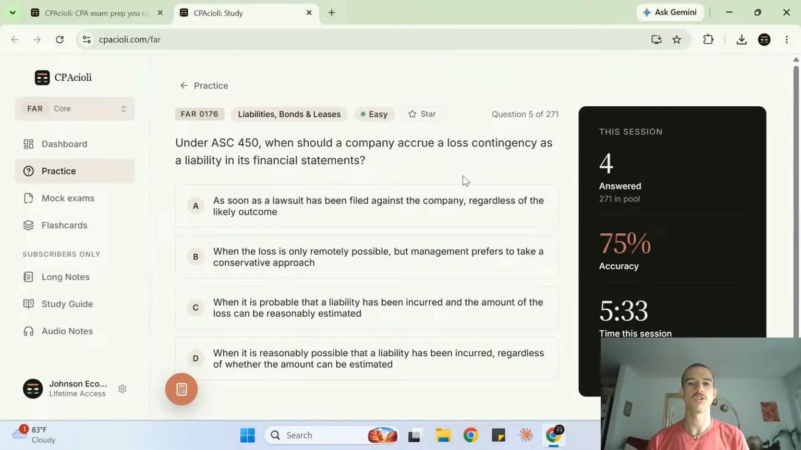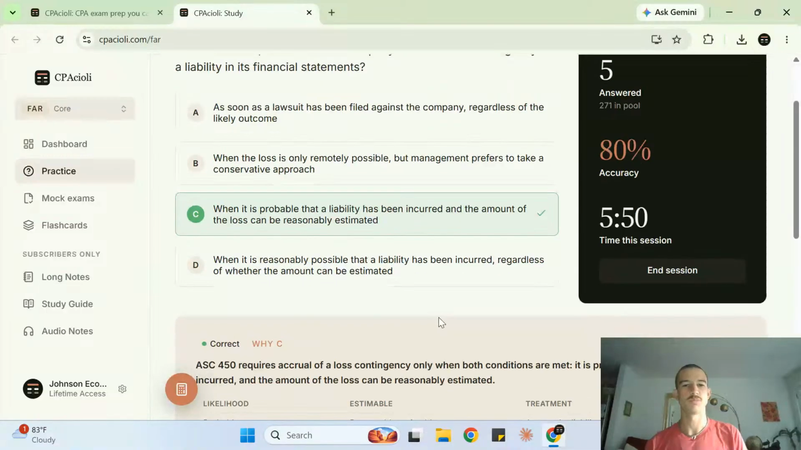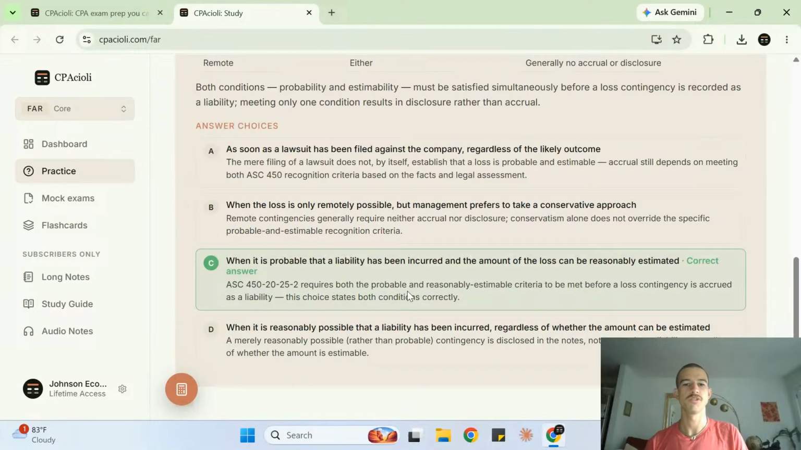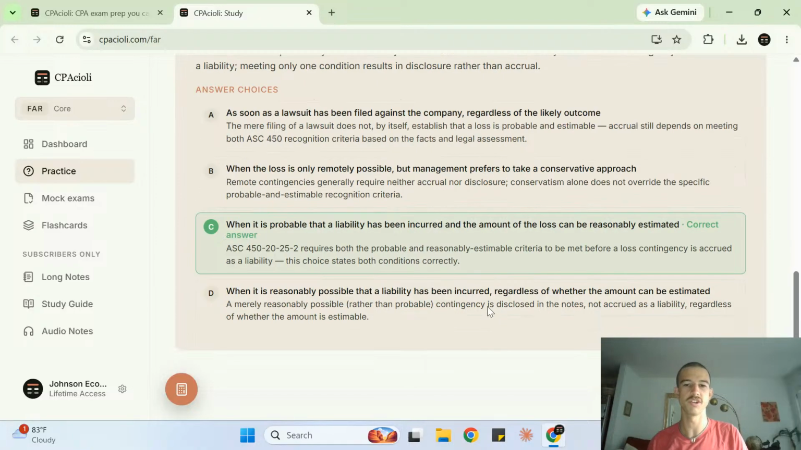When should a company accrue a loss contingency as a liability in its financial statements? I believe it's C. When it is probable that a liability has been incurred and the amount of the loss can be reasonably estimated. This requires both the probable and reasonably estimable criteria to be met before a loss contingency is accrued as a liability. This choice states both conditions correctly. Cool.